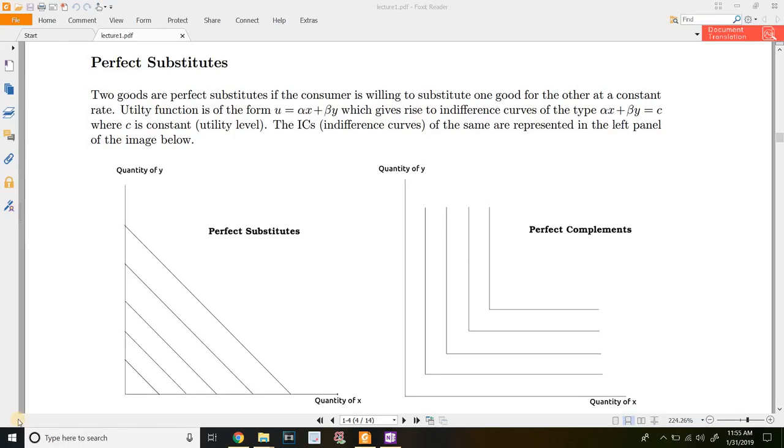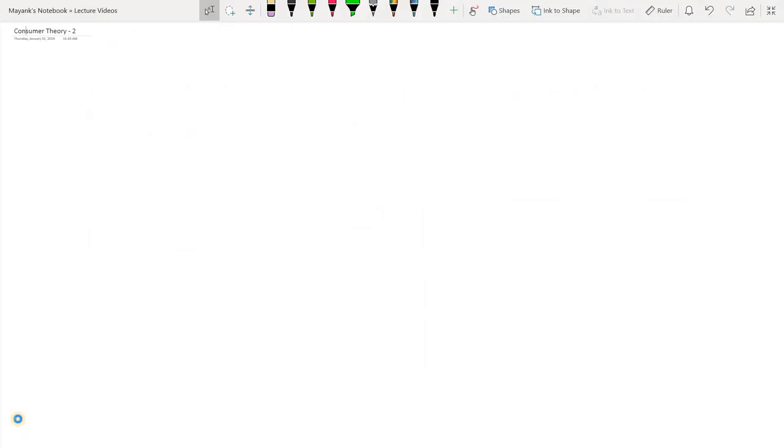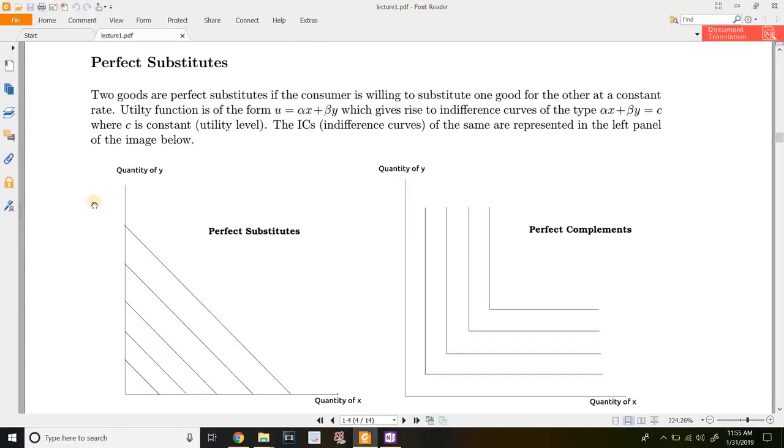Alright, we now look at perfect substitutes and perfect complements. So, first, perfect substitutes. Perfect substitutes are cases where the consumer is willing to substitute one good for another at a constant rate.